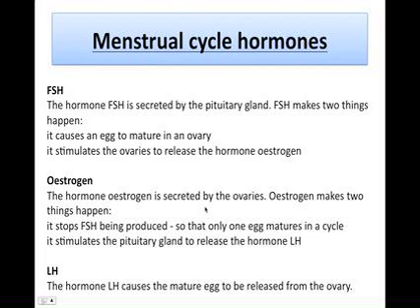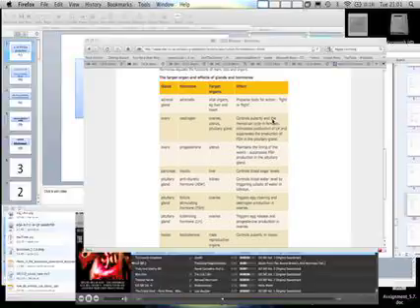Estrogen is secreted by the ovaries, and estrogen also makes 2 things happen. Firstly, it stops FSH being produced. Now that's so that only 1 egg matures in a cycle. Secondly, it stimulates the pituitary gland to release the hormone LH. Now, LH is the hormone that causes the mature egg to be released from the ovary.